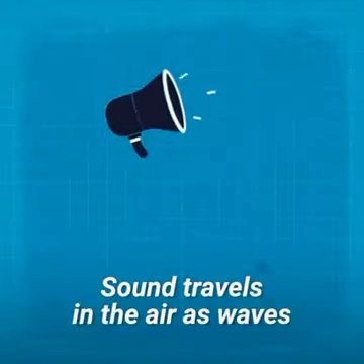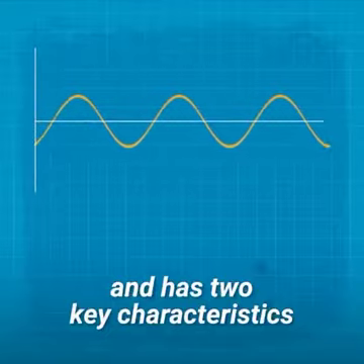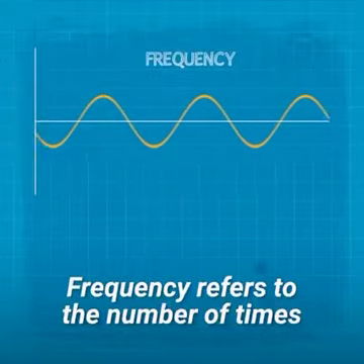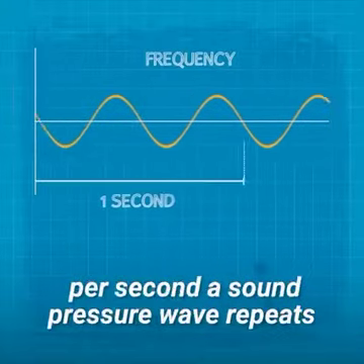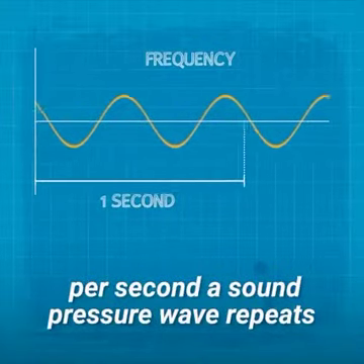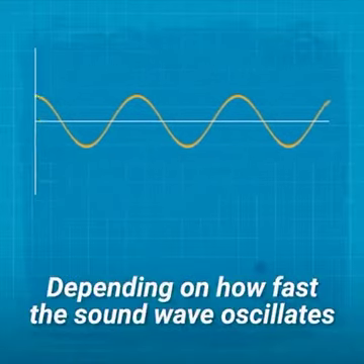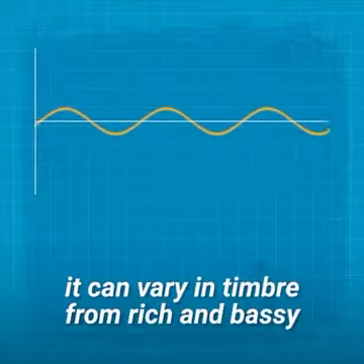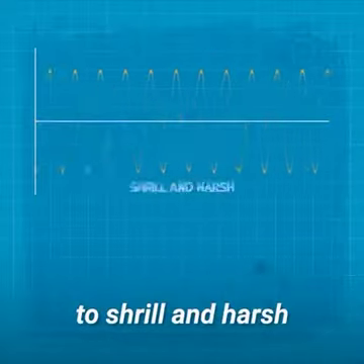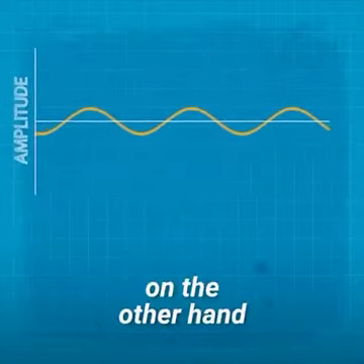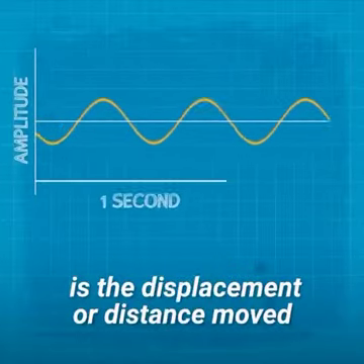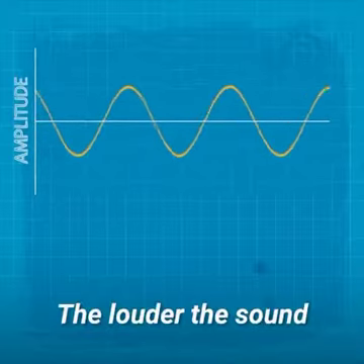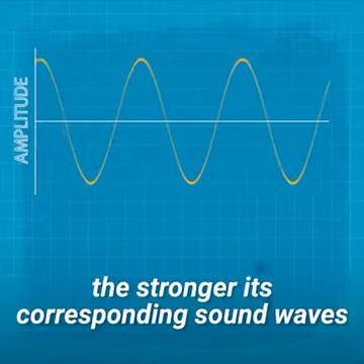Sound travels in the air as waves and has two key characteristics: frequency and amplitude. Frequency refers to the number of times per second a sound pressure wave repeats or oscillates. Depending on how fast the sound wave oscillates, it can vary in timbre from rich and bassy to shrill and harsh. Amplitude, on the other hand, is the displacement or distance moved by a point on a wave. The louder the sound, the stronger its corresponding sound waves.